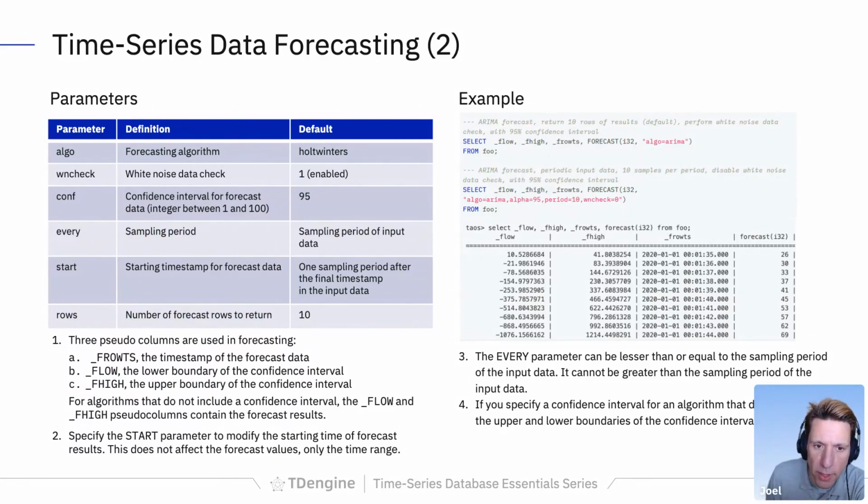And we also have a white noise check, and then a few different parameters for the intervals, like where to start and how often and how many rows to include, which the query will then add in a few pseudo columns for calculations that inform us of how the forecasting is being done. And then you can see from the example output here, the forecasts being made for our integer based on the ARIMA model here.